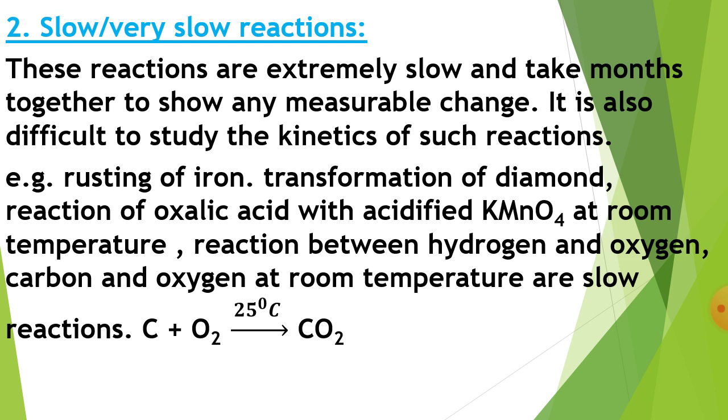Carbon plus O2 at 25 degrees centigrade reacts to give CO2. That reaction takes a month to complete at room temperature. That's why these reactions are known as slow reactions. And for these slow reactions, we cannot measure the change so easily. That's why this type of reaction also does not take part in measuring the rate in chemical kinetics.